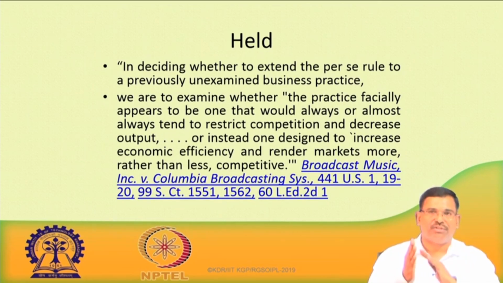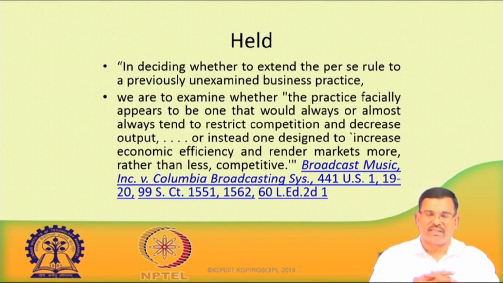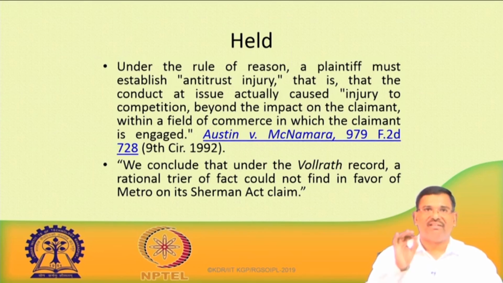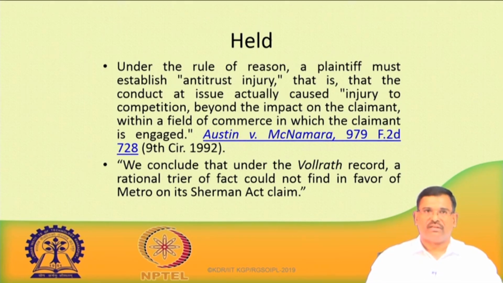It will give the authorities an opportunity to look into the case on a case-by-case basis, whether it is pro-competitive or anti-competitive in nature. So, here under the rule of reason, the plaintiff must establish antitrust injury. The conduct at issue actually caused injury to competition beyond the impact on the claimant within the field of commerce in which the claimant is engaged. That means, here the rationale should be proved.